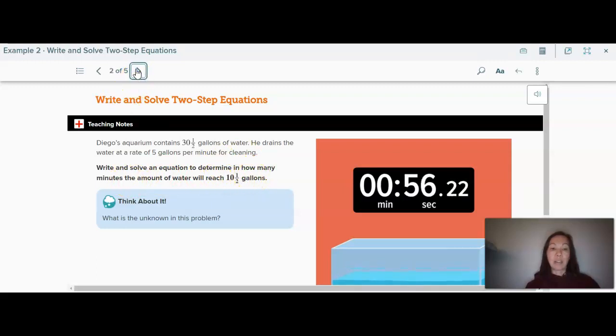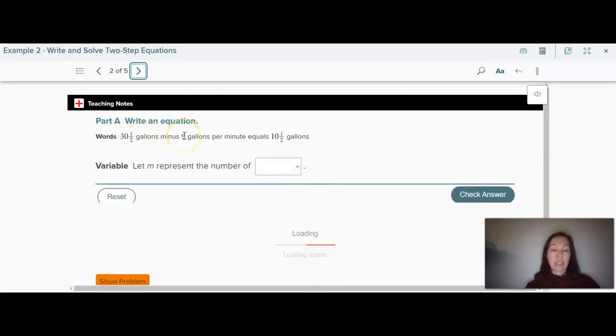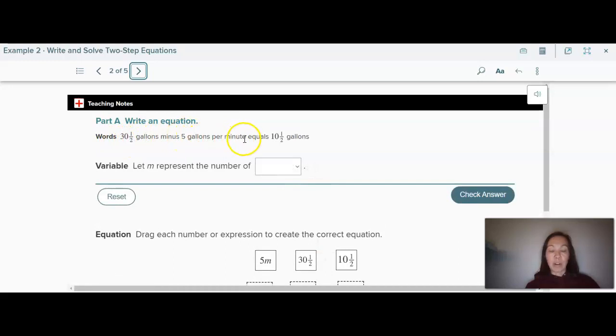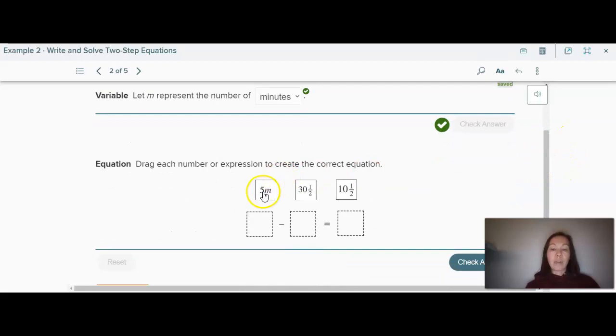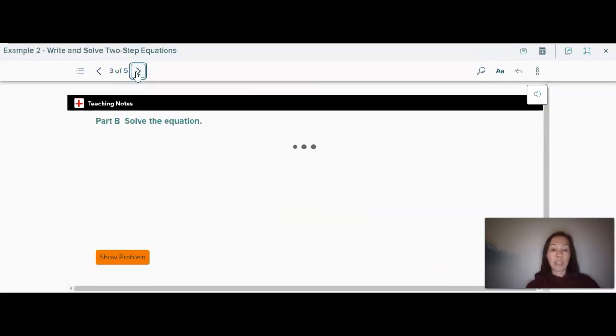So, he has 30 and a half gallons. He's going to subtract, or remove, 5 gallons per minute, and that equals 10 and a half gallons. So let m represent the number of minutes here. He starts out with 30 and a half gallons, drains out 5 gallons a minute, and we want to know when he reaches 10 and a half gallons. So this is the equation we're going to solve. Again, we have fractions, but we solve it the same way.